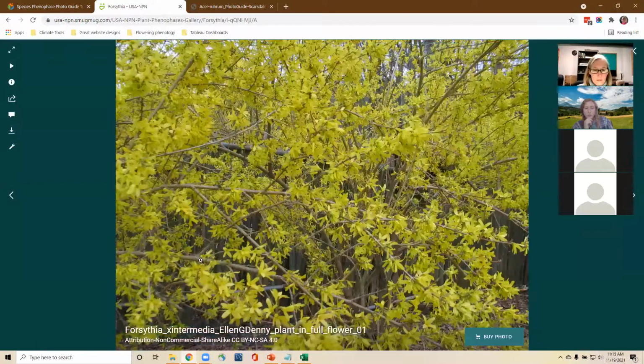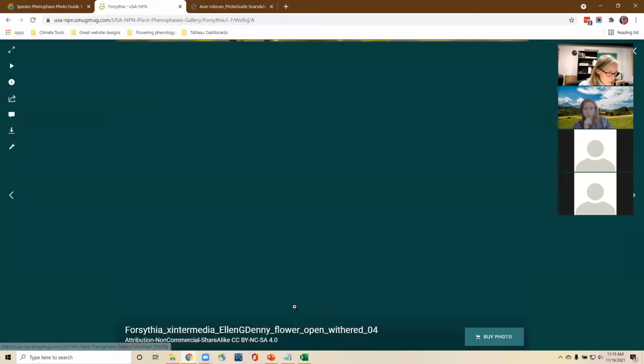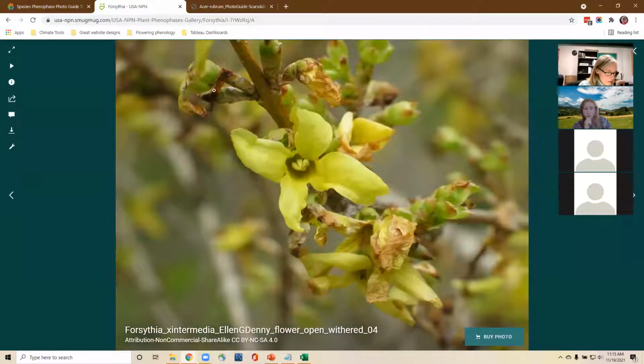You'll see a lot of times the flowers are out, but sometimes there are little leaf buds on there as well that have already formed. Like here you have an open flower, and then you have some leaf buds that have actually already broken. So they're at the increasing leaf size stage.